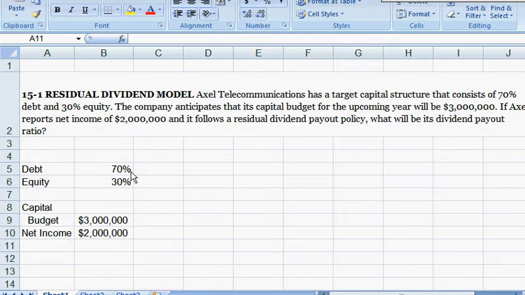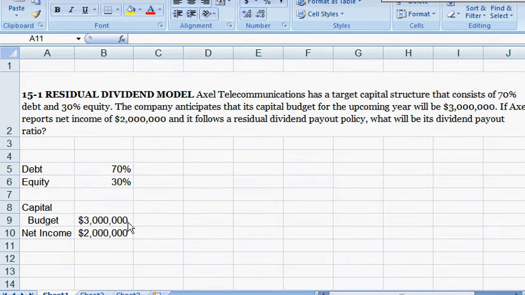So the problem gives you the following facts. Debt is 70% and equity is 30% per the target that the Axle Communication has set. They would like to do, or have identified, $3 million in projects to complete, and they have net income of $2 million. So first thing that you would want to do is to figure out how much of the net income you'll be using on the capital budget.